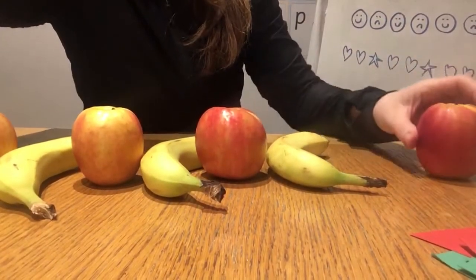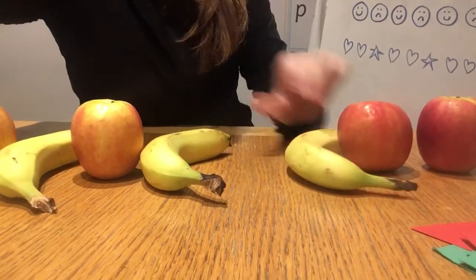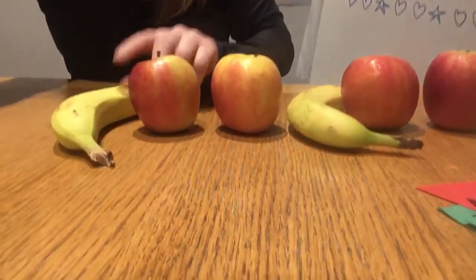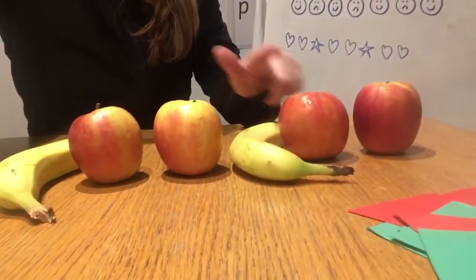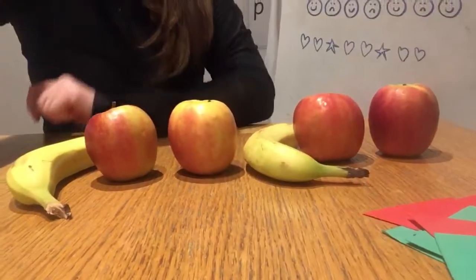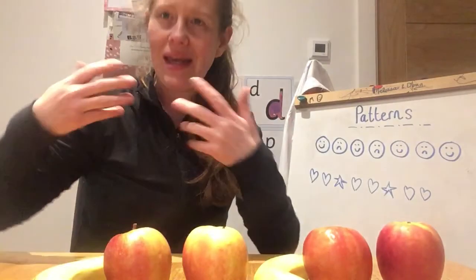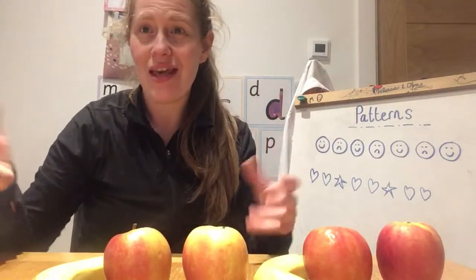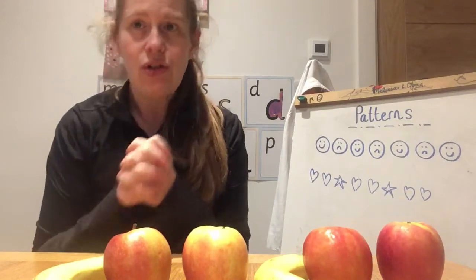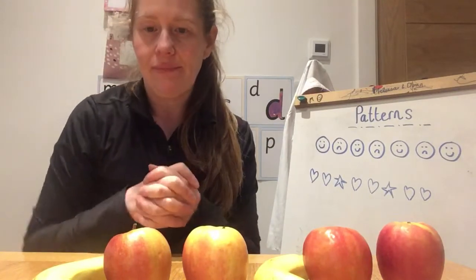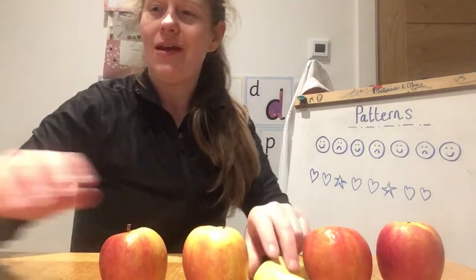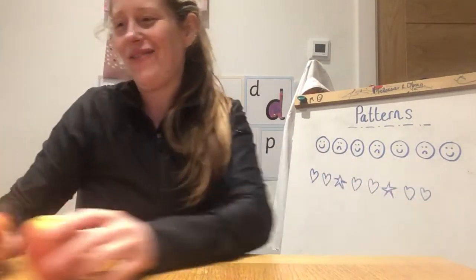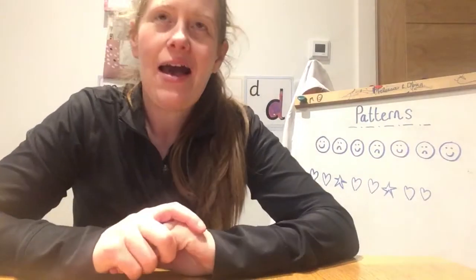And you could do that a different way. You could do two red apples, banana. Two red apples, one banana. As long as you are repeating the same sequence. Okay, and you can do it with lots and lots of things. So what I'd like you to do today is to make your own pattern at home. Try not to bruise the fruit that you have in your house.